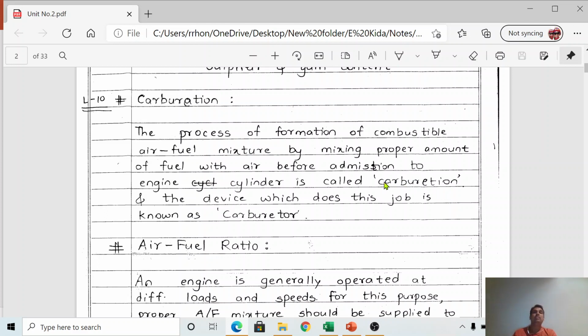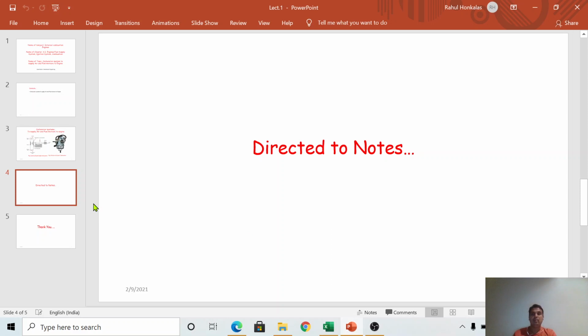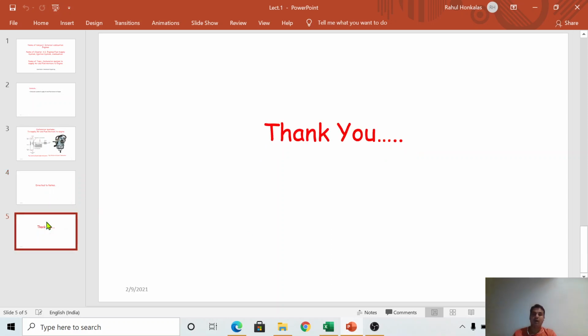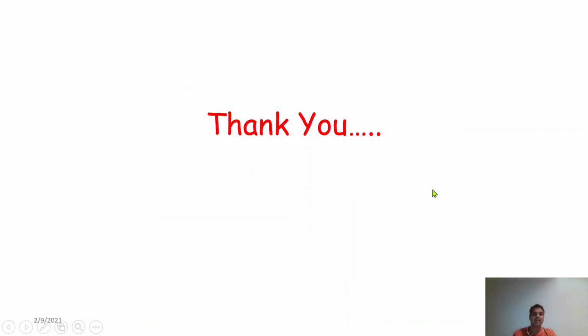Okay, so we just discussed the process of carburation and the function or definition of the carburetor. Hope you understood all these things clearly about the process of carburation and the role or function of the carburetor.